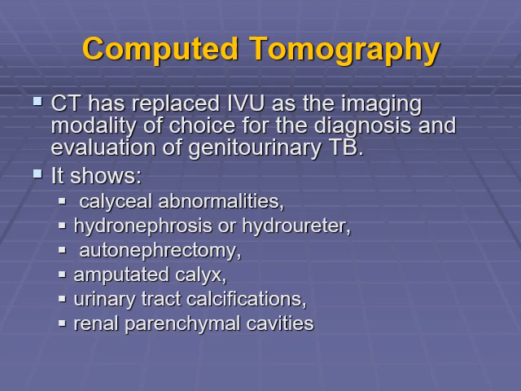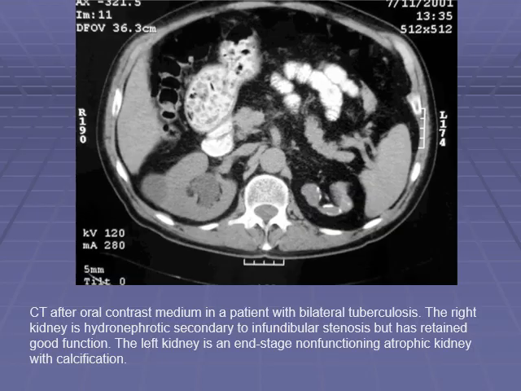The gold standard is the CTU, which is replacing the IVU as the imaging modality of choice for diagnosis and evaluation of genitourinary tuberculosis. We can see the calcium abnormalities, hydronephrosis, autonephrectomy, amputation of the calyx, urinary tract calcification, and renal parenchymal cavity. In this CTU, we can see here in the left kidney there is a small atrophic kidney with dense calcification here.